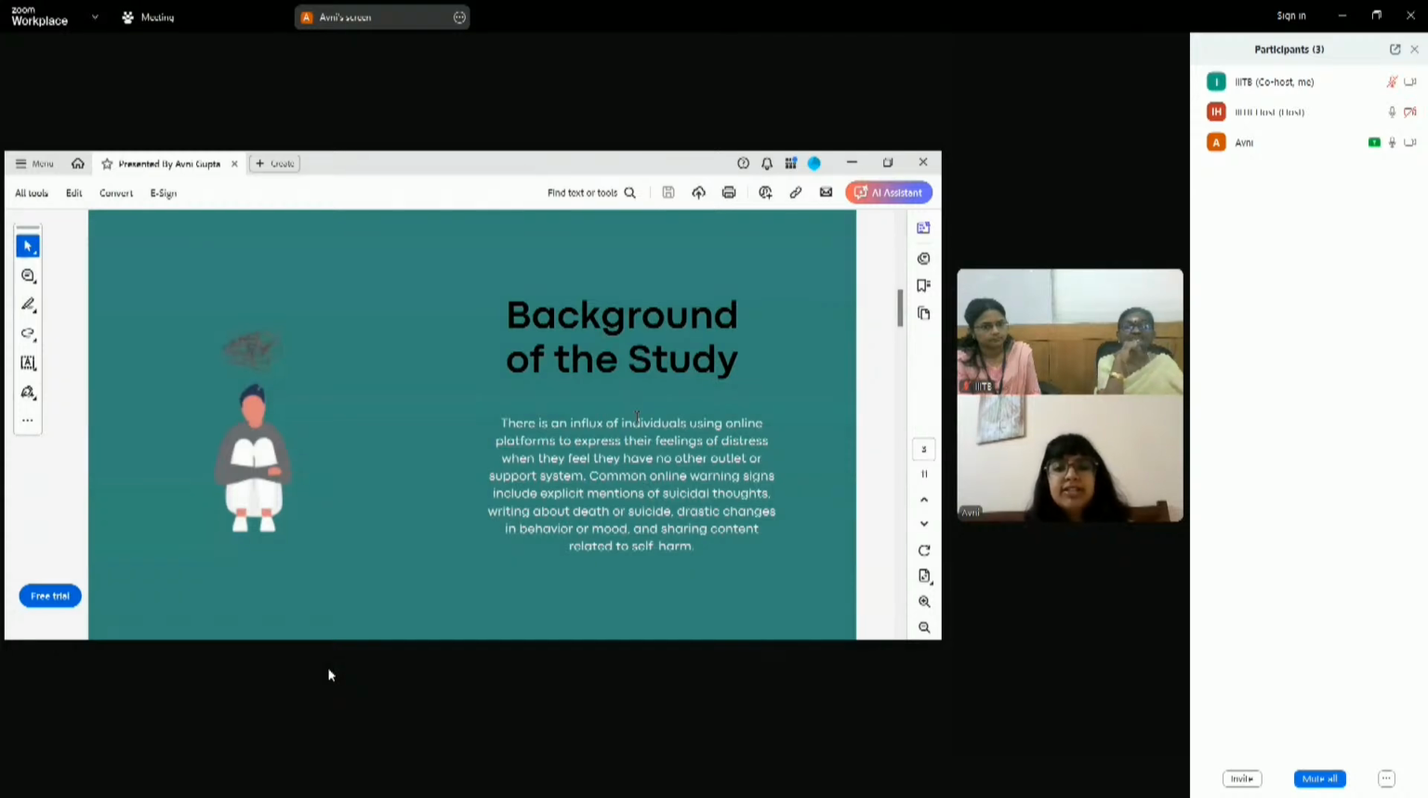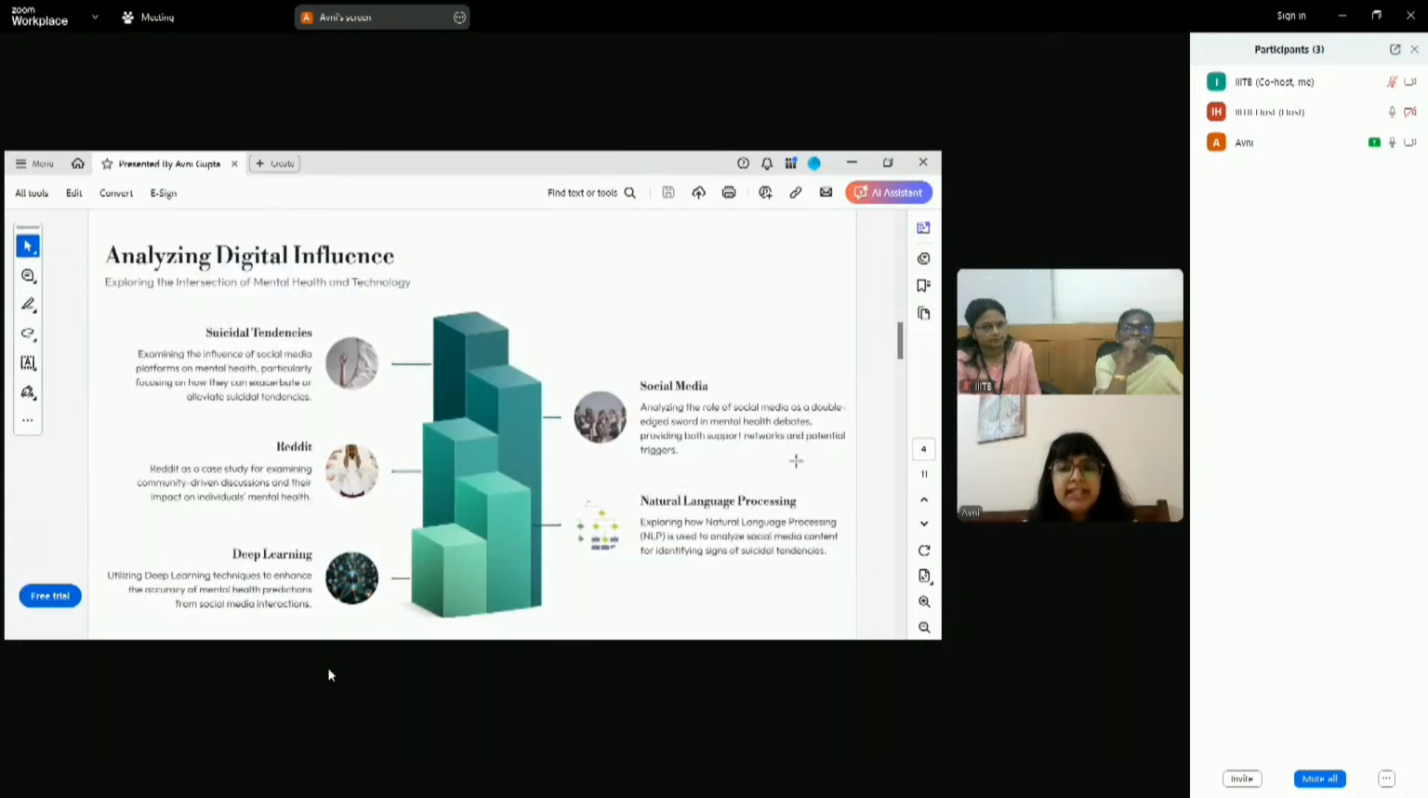So nowadays there has been an increase in individuals who make posts online before committing suicide. Majorly, they try to express their feelings of distress when they feel that they have no other outlet or they don't have any other support system. So we are planning to use NLP to detect suicide intention in these Reddit posts and correspondingly connect them to government institutes or registered medical help so that people can get help based upon the online available posts.